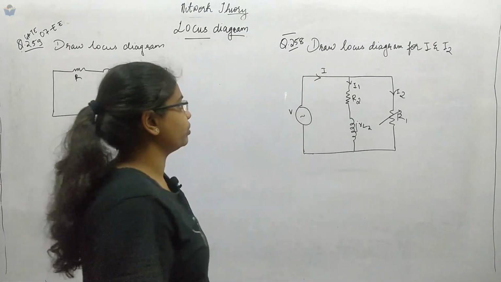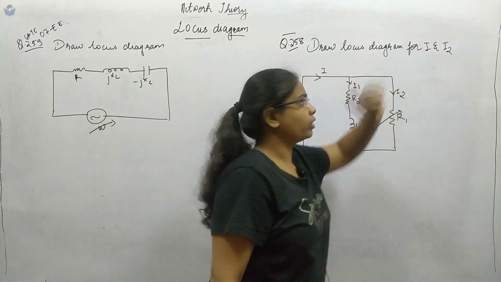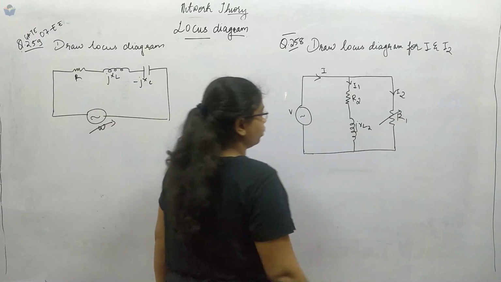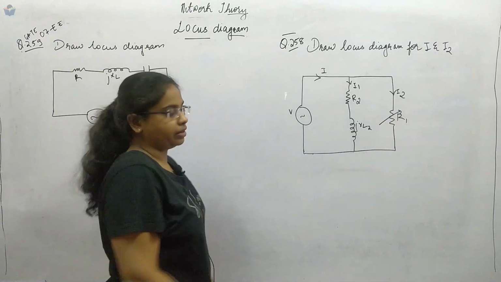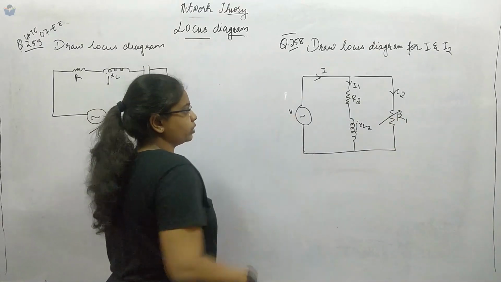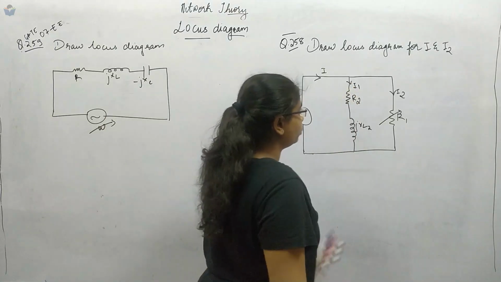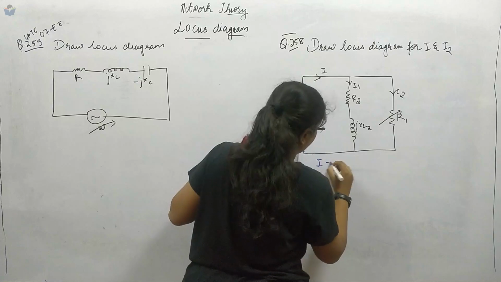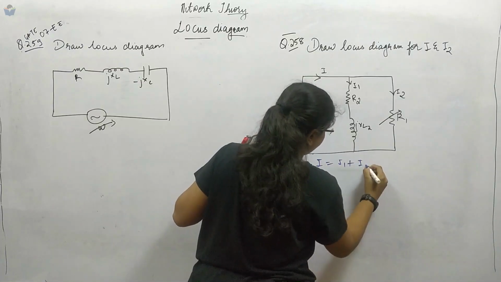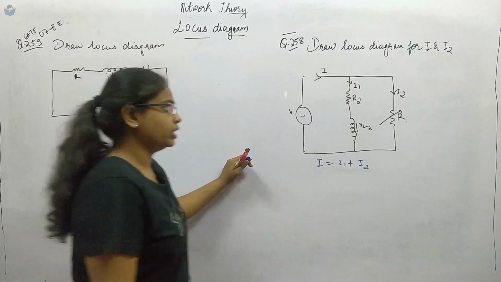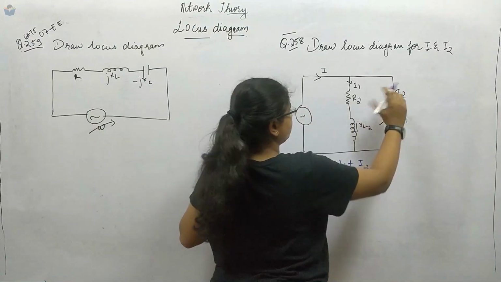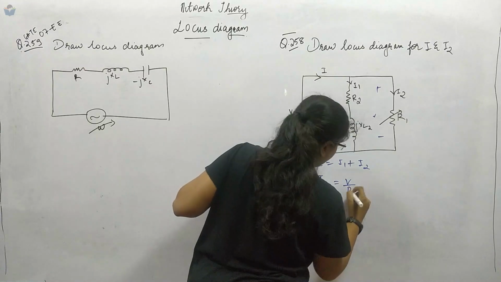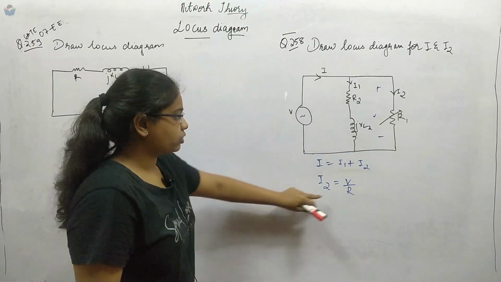So here in question 258 they have asked to draw the locus diagram for I and I2. Okay, so here is I and here is I2, and what is the variable? It is R1. Okay, they have given the voltage and here is RL circuit. Okay, so now you can see that I is equal to, simple KCL, I1 plus I2. Okay, and here I2 is nothing but the same voltage will be over here. Okay, I2 is equal to V by R, right? I2 is equal to V by R.